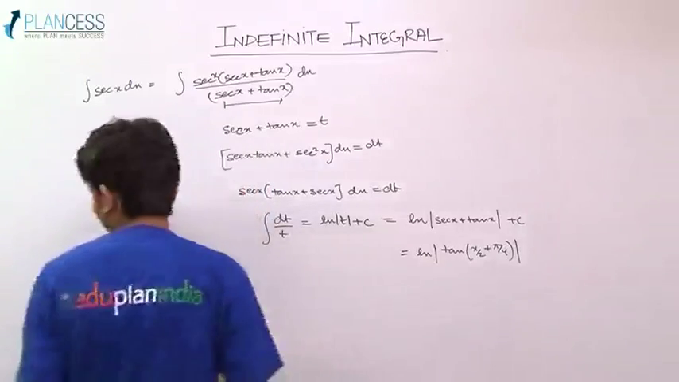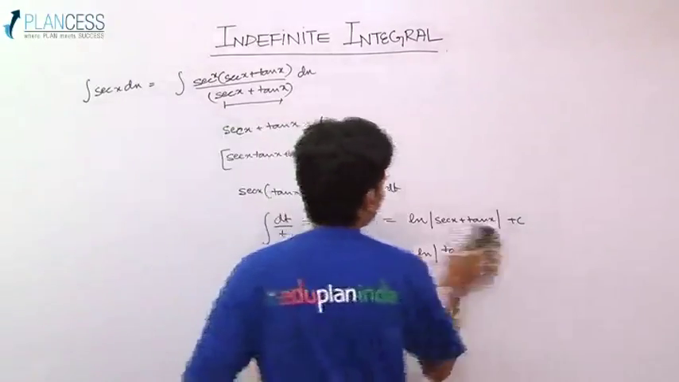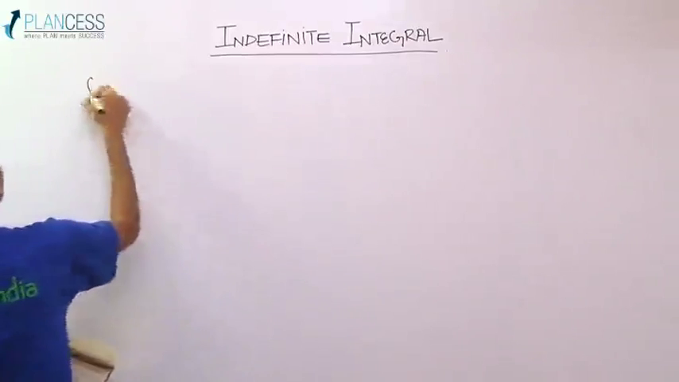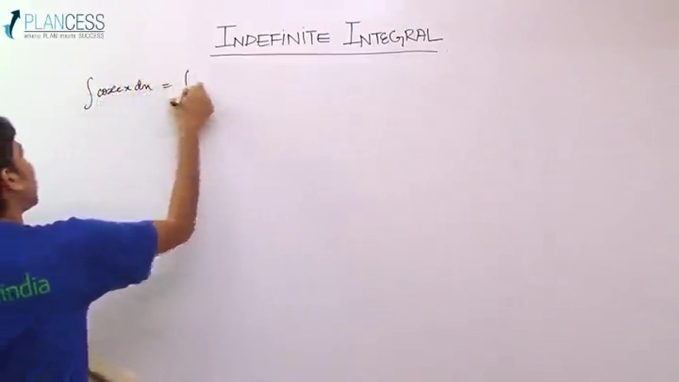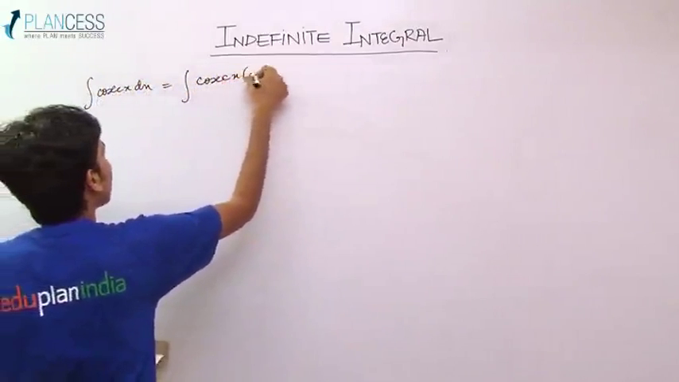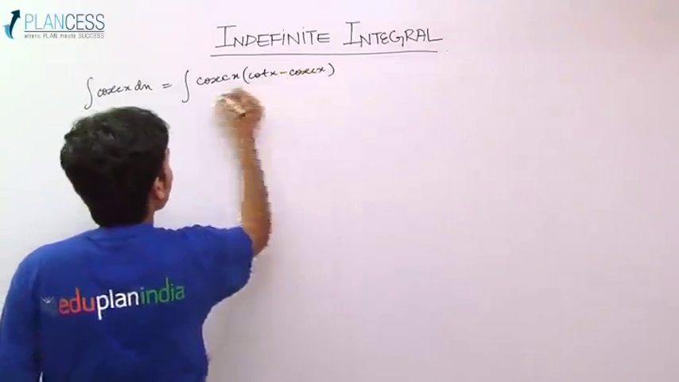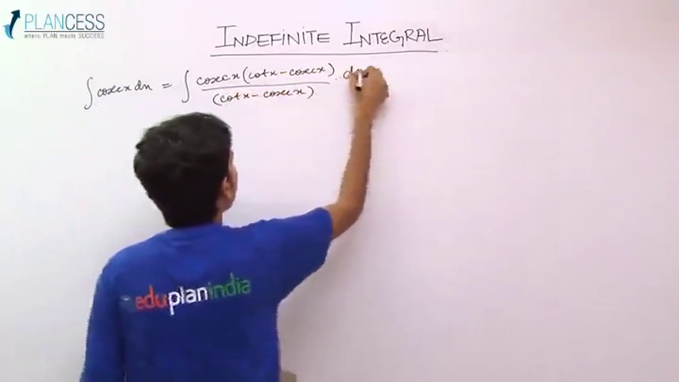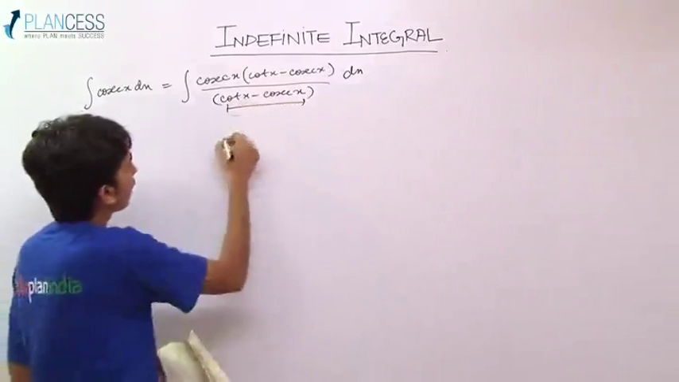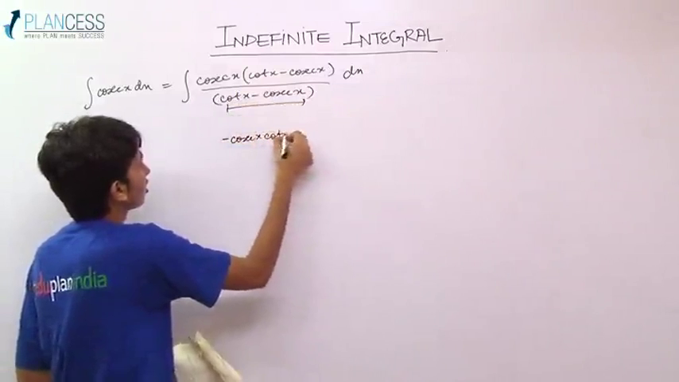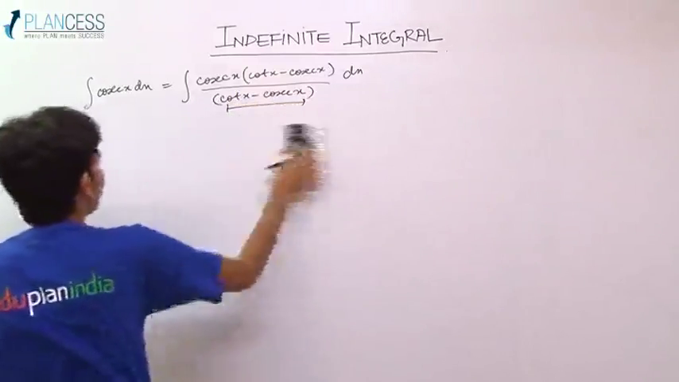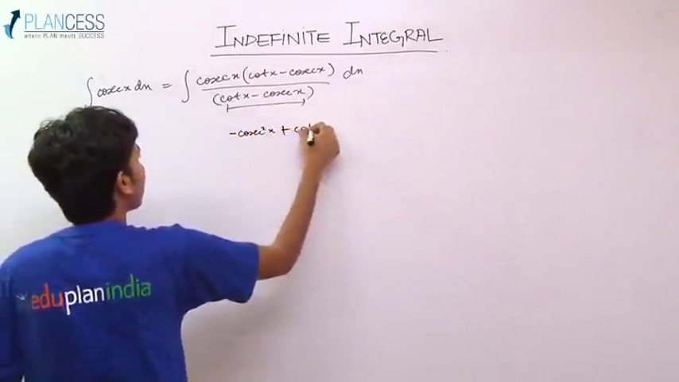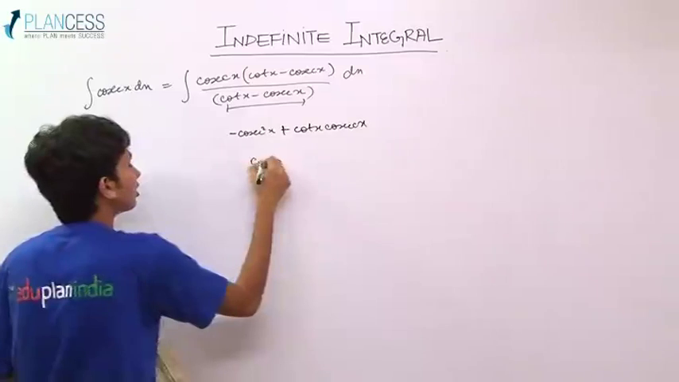So this is one, that is sec x, and a similar proof will go for cosec x. You can do that for yourself. The integral of cosec x dx: do it the same way, but instead of sec x you multiply by cot x minus cosec x and divide by the same thing, cot x minus cosec x. Here the derivative of the denominator is minus cosec square x, and with the minus sign, it becomes plus cot x cosec x.